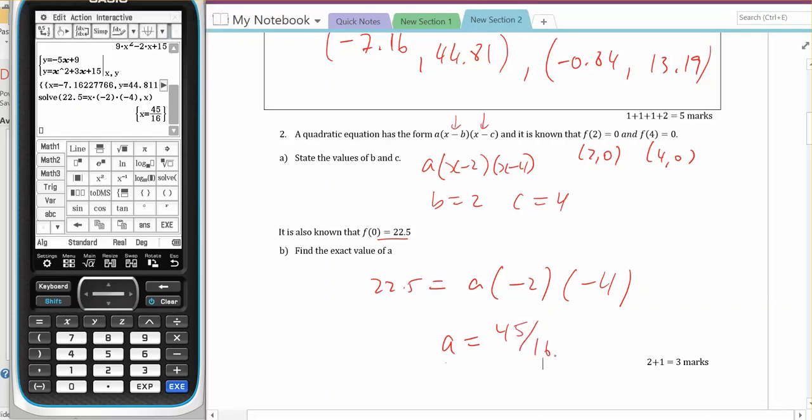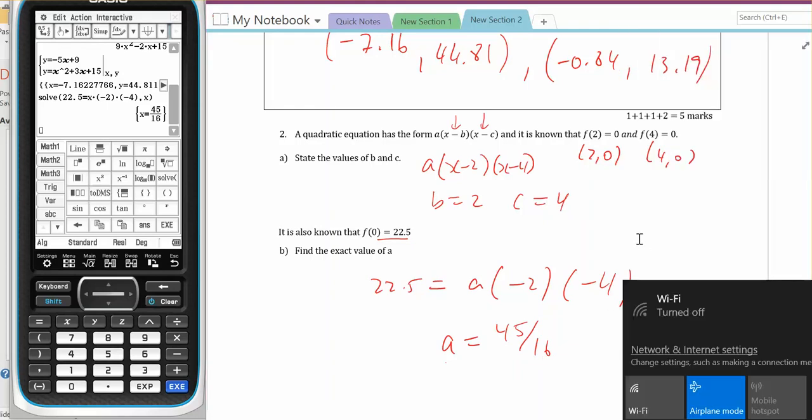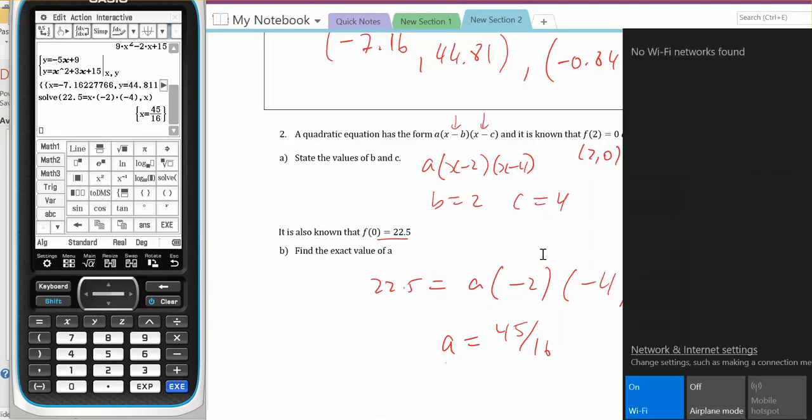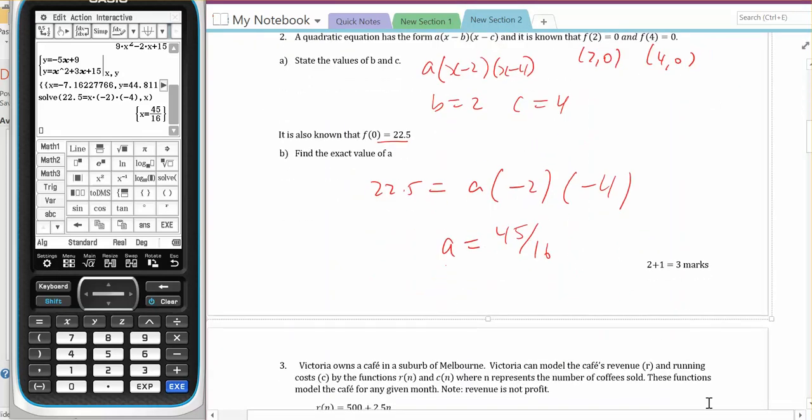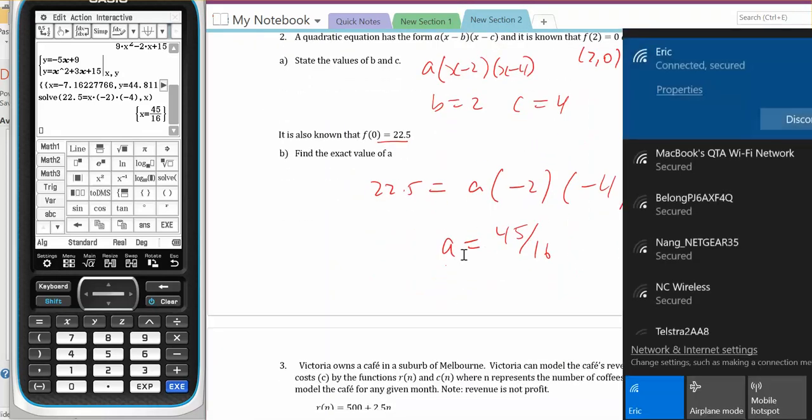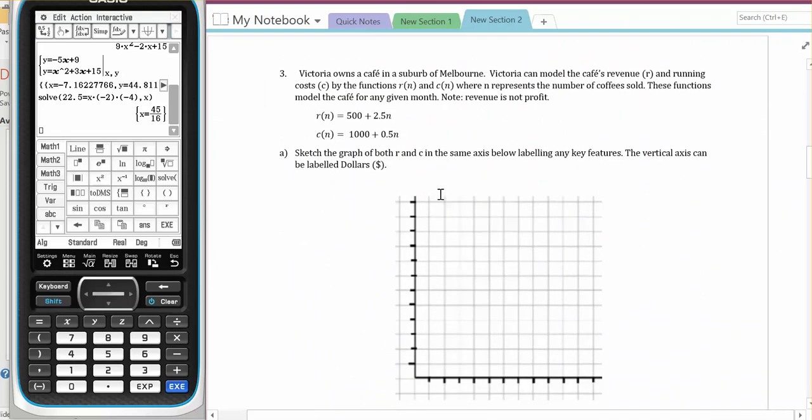Okay, so now go to the next part. Let's go back. Question 3. Victoria opens a cafe in suburban Melbourne. Victoria can model the cafe's revenue R and running costs C by the functions R(n) and C(n), where n represents the number of coffees sold. These functions are shown below.